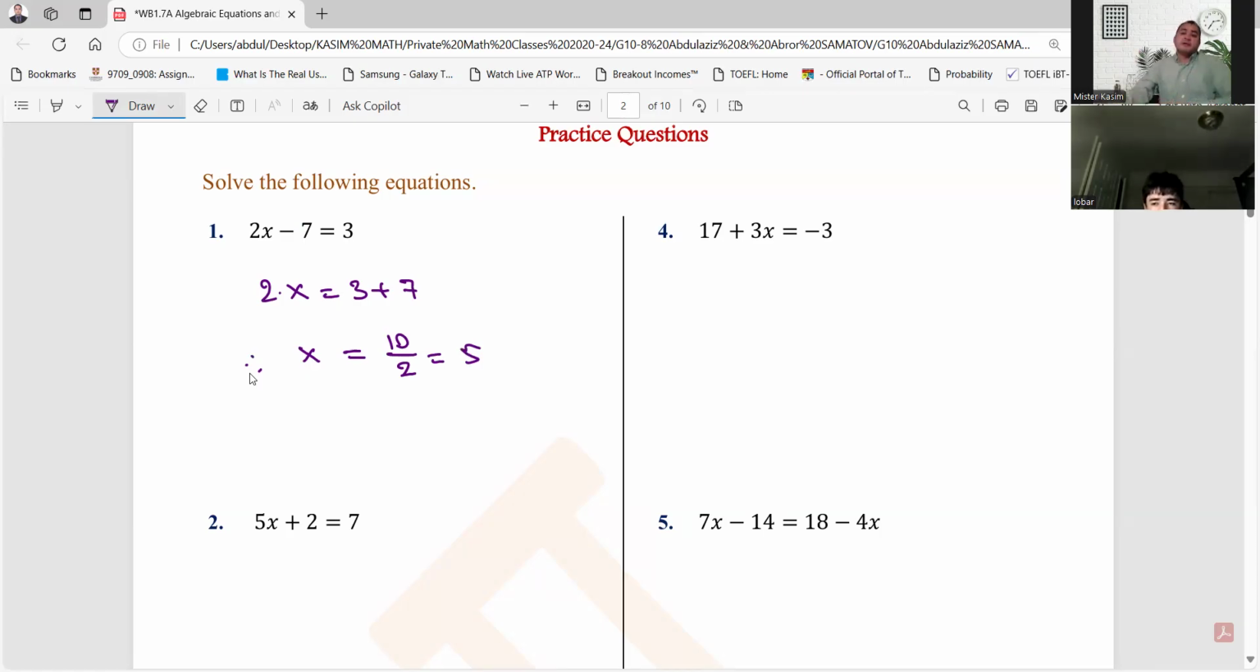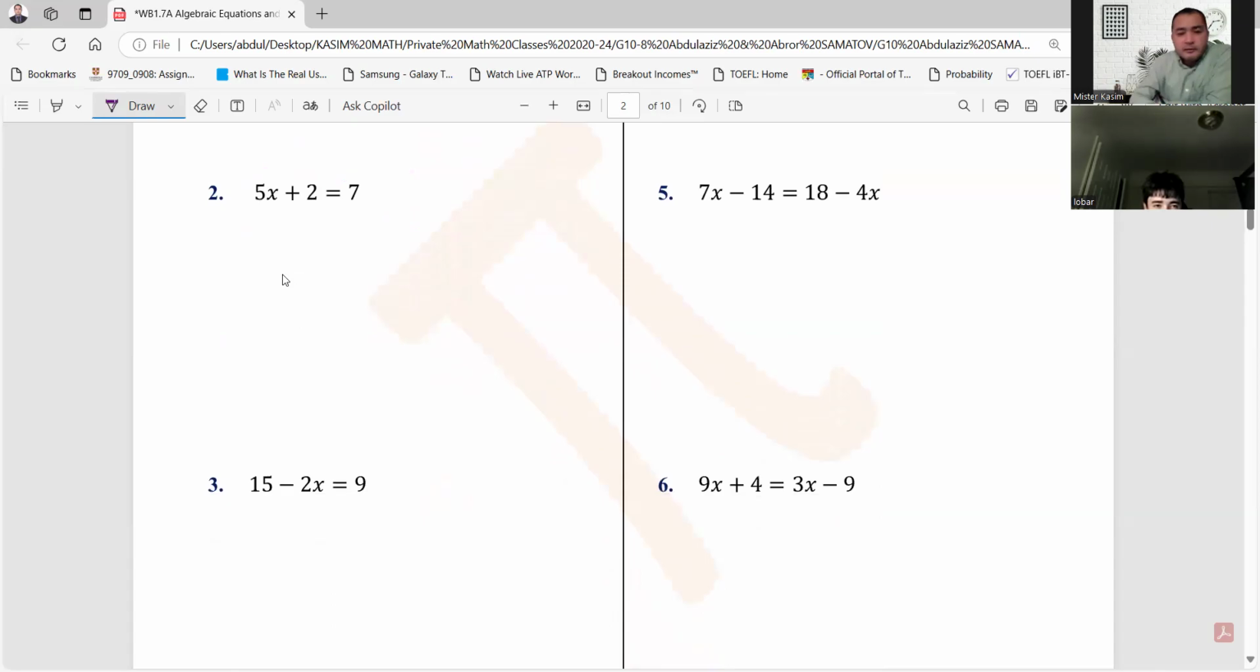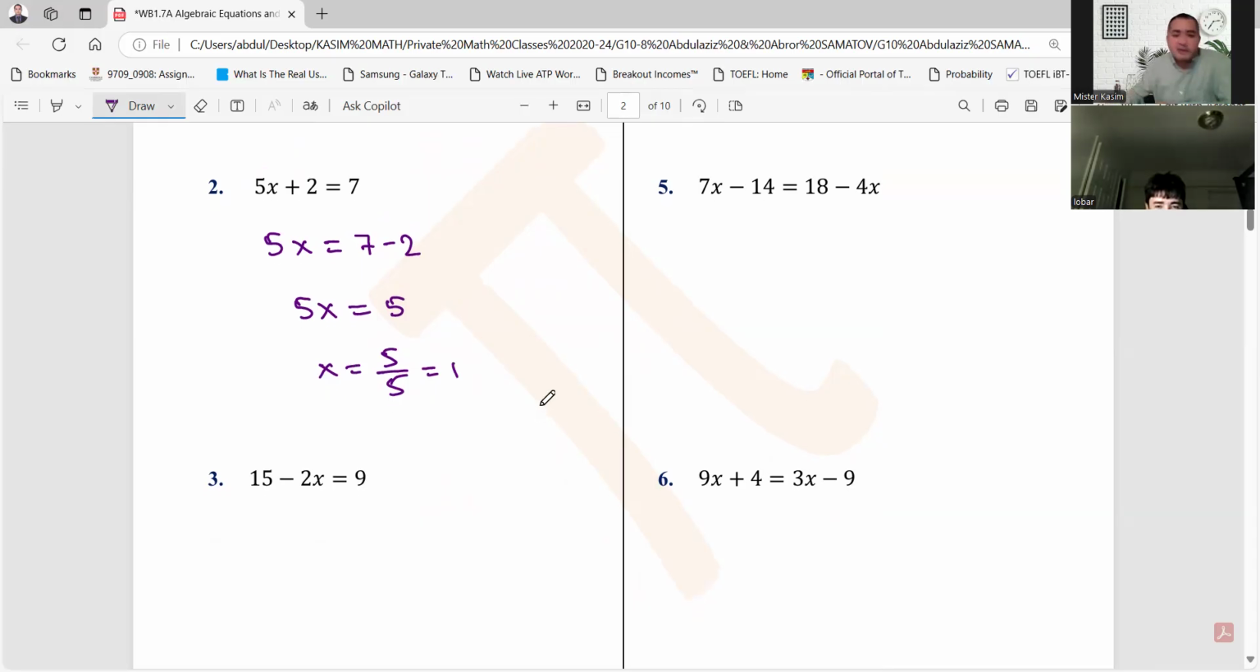But now let's work on speed. Fast, accurate, and no mistakes. Question 2: 5x equals 7 minus 2. Next, 5x equals 5. Next, x equals 1. 5 divided by 5 is 1, right? Also, let's write this and write the final answer.